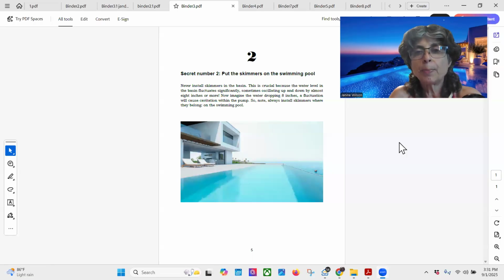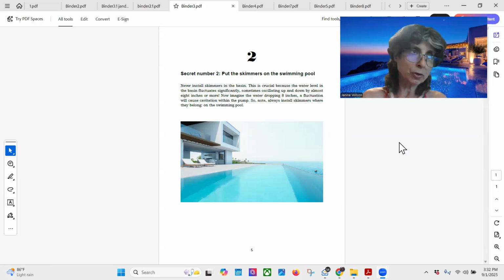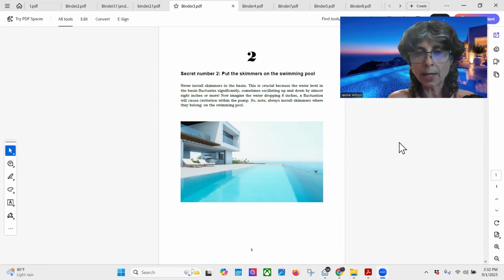Number two, put the skimmers on the swimming pool or off the swimming pool. You do not install skimmers into the basin. It does happen. Builders will install skimmers into the basin, but here's the thinking behind it. Basin water fluctuates. Basin water is supposed to be 12 inches and it's supposed to be way down in the basin. I'll show you a concept of that soon. Keep in mind the skimmer is set for 3 inches of water from the top of the beam of that basin.